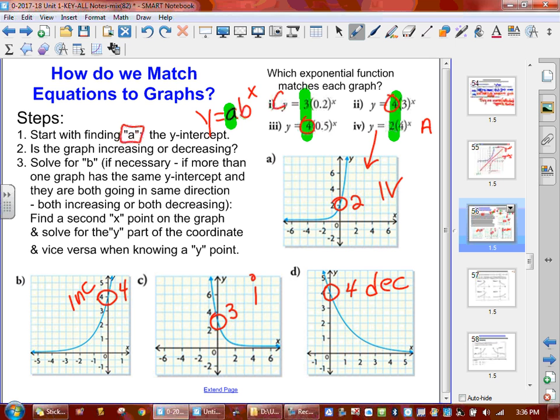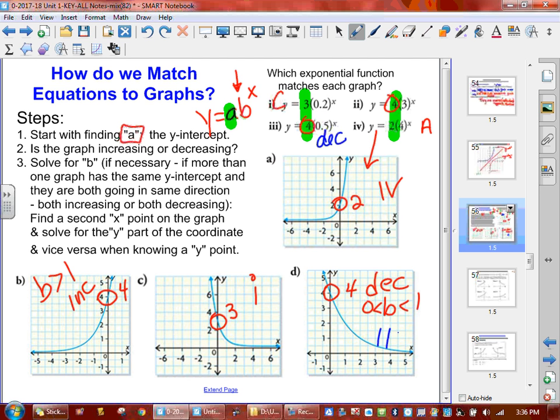So if I take a look, here's my decimal. So my decimal is going to match d. So graph, or number 3, matches graph d. Process of elimination, number 2 matches b, because these guys are increasing. So number 2 matches b. Okay. We're going to do the same thing on the next page.